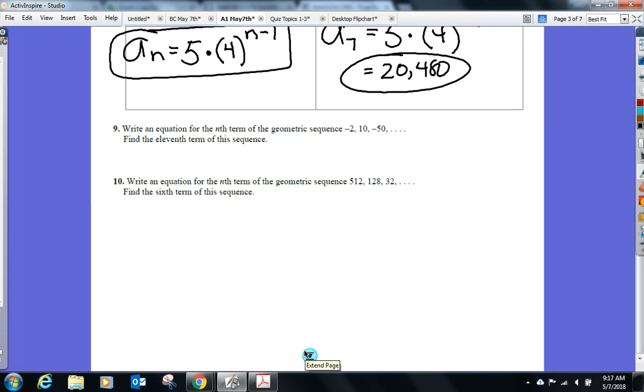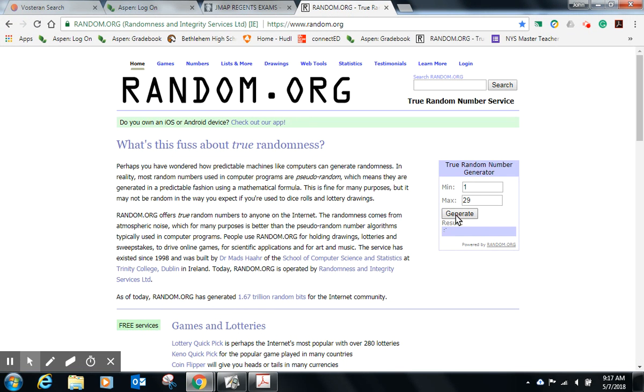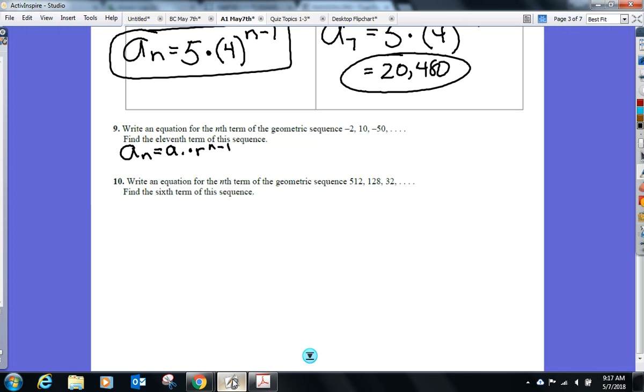First thing, write an equation for the nth term of this geometric sequence. And then we're going to use it to find the 11th. So a_n equals a_1 times r to the n minus 1. Give me the first term and the r value, so I can plug it in. Okay, negative 2 is the first term. So negative 2 times, what am I multiplying every term by here?